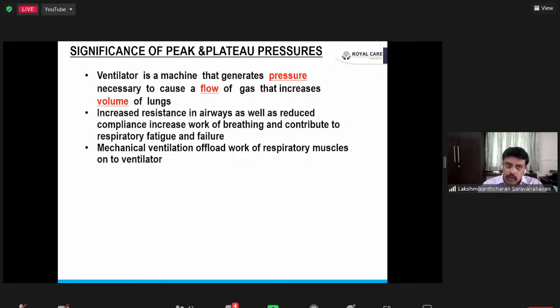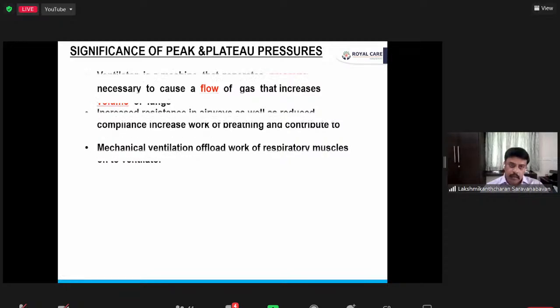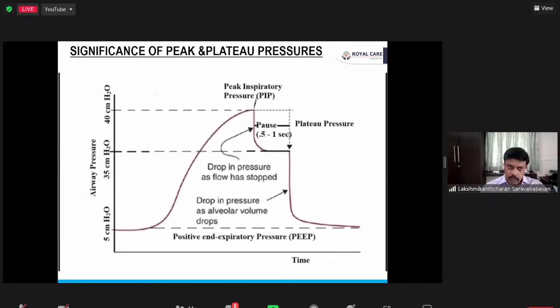And what we need to do in the management of ARDS is to tackle this problem rather than the problem with your resistance. So mechanical ventilation offloads the work of the respiratory muscles, and we also need to do certain things to manage these compliance problems. In this pressure, there are two different types of pressure. As we all know, it is your peak inspiratory pressure and your plateau pressure.